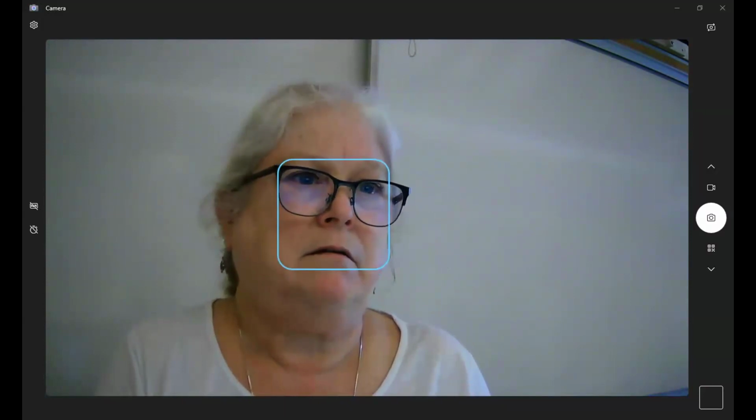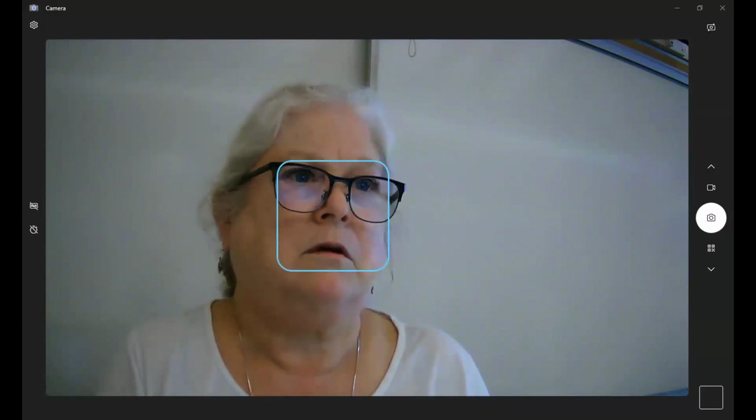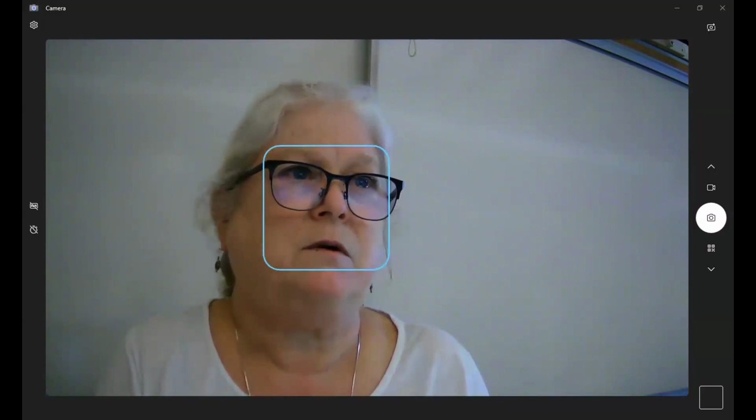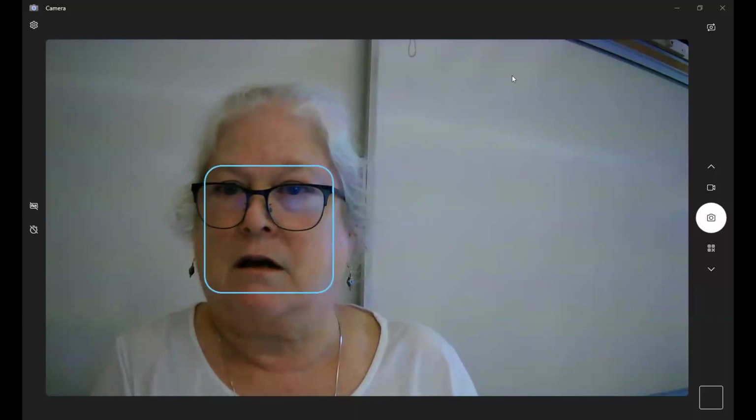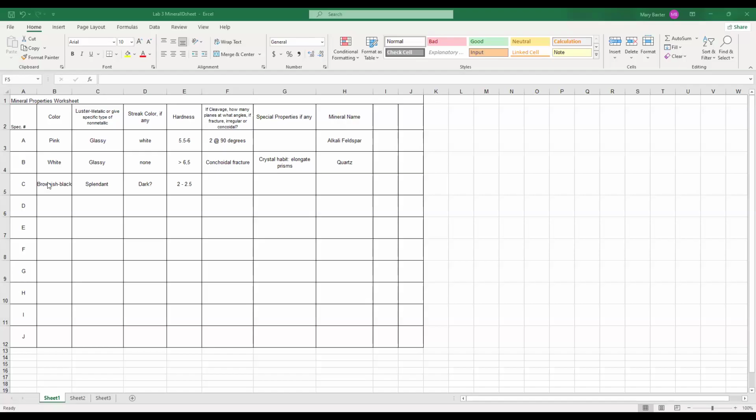Okay, I'm going to show you what I got on the chart so far for this one. Sorry, I can't use the document camera. Thought for sure it was going to work. Okay, brownish black, splendent, dark question mark for the streak, because you should have been able to get one with this hardness. What about cleavage or fracture?